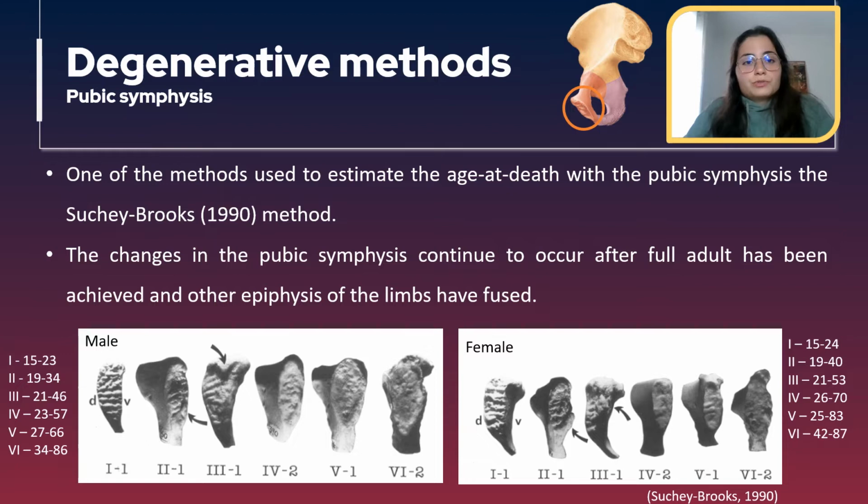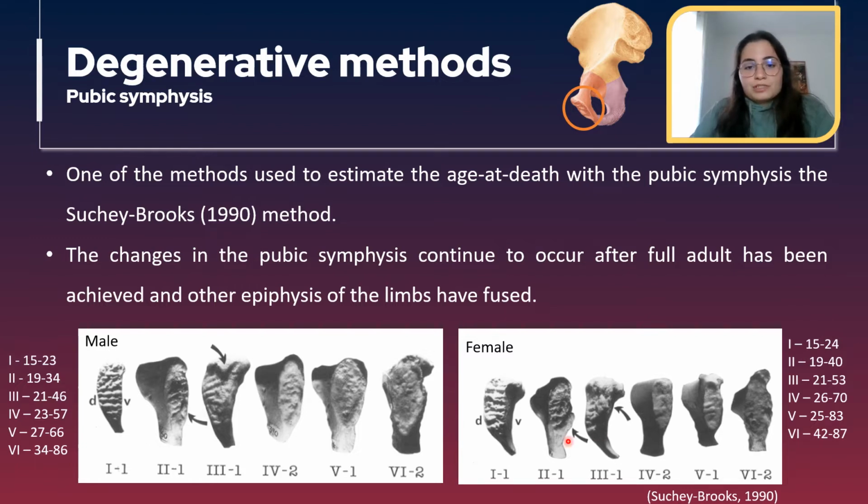One of the methods used to estimate the age at death with the pubic symphysis is the method by Brooks from 1990. The changes in the pubic symphysis continue to occur after full adulthood has been achieved and other epiphyses of the limbs have fused. And it is with these changes that the age is estimated. The young adult pubic symphysis has a rugged surface traversed by horizontal grooves. This surface loses relief with age and is bounded by a rim by age 35. Subsequent erosion and general deterioration of the surface are progressive changes after this age.